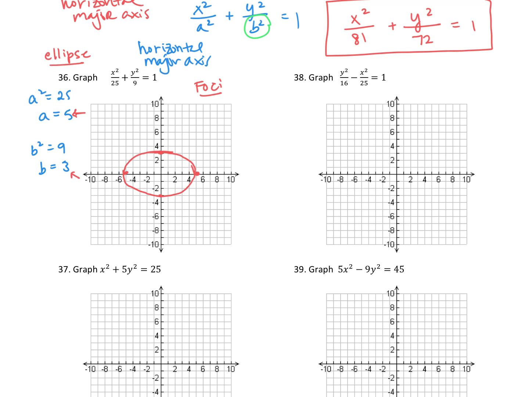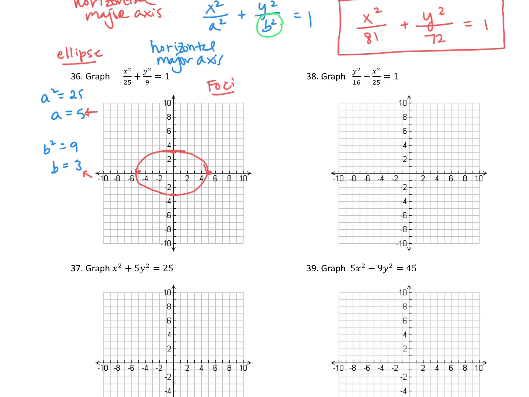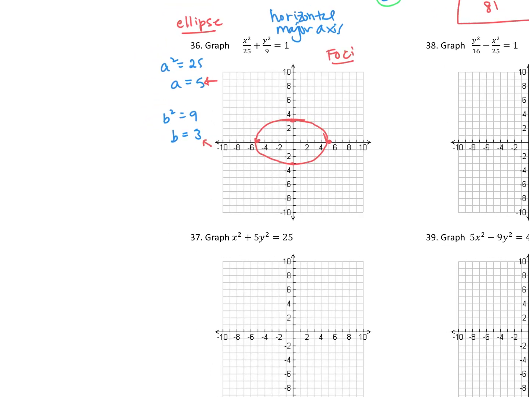Let me move this. There we go. Need a little space over here. So our Pythagorean relation for an ellipse is a squared equals b squared plus c squared. We up here said that a squared was 25, so 25 is equal to b squared, which is 9, plus c squared. Subtract 9 from both sides. 25 minus 9 is 16, which is equal to c squared. If you square root both sides, then c is equal to 4.